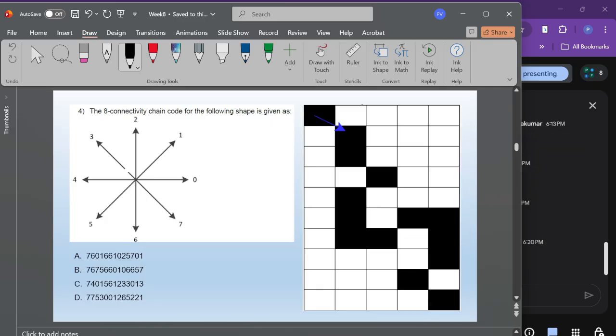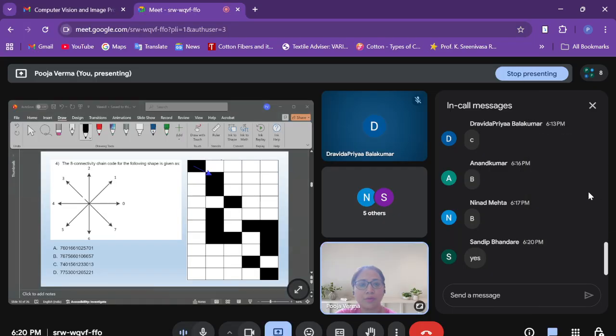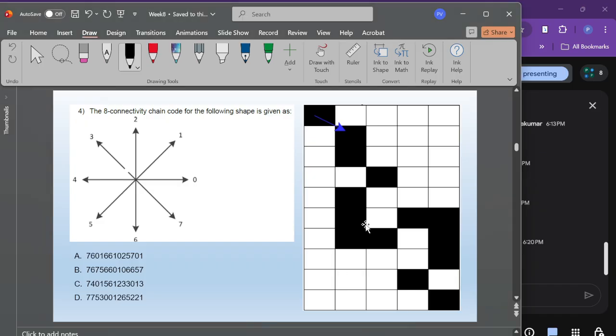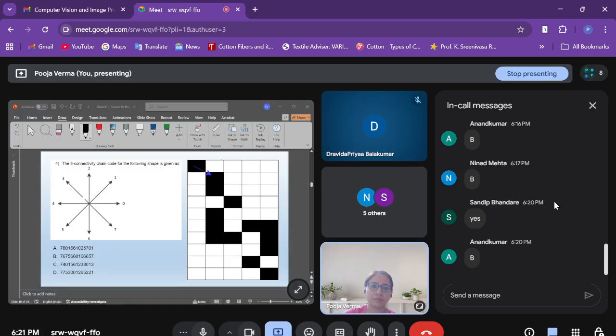So now our next question is, the 8-connectivity chain code of the following shape is given as. So this is the 8-connectivity chain code. Here it is given, and these are the directions that have been given, right? So how can we find the chain code for the following shape? Anyone? Any idea? Directions are also given. The direction numbering is given.